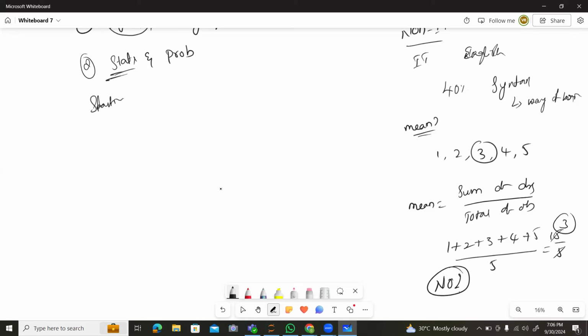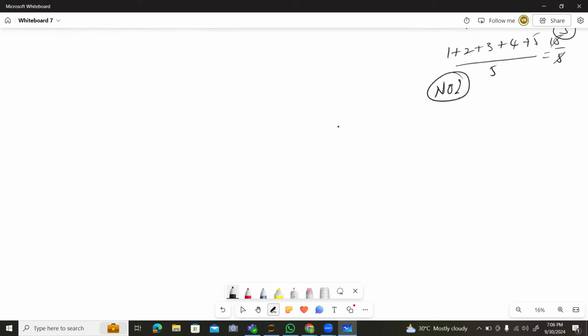What is the use of probability? Simply, what is meant by probability, guys, first? Probability is simply defined as how likely an event occurs. For example, rolling a die. If we roll a die, what are the possible outcomes we have? 1, 2, 3, 4, 5, 6, because the die has 6 faces, right?